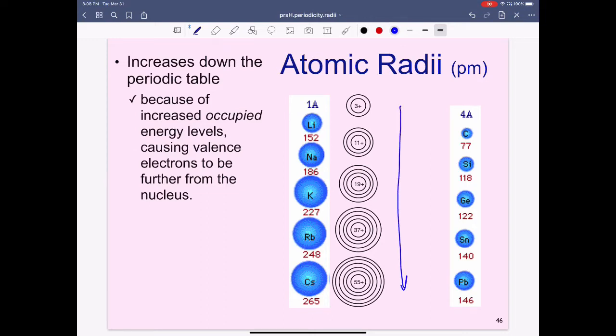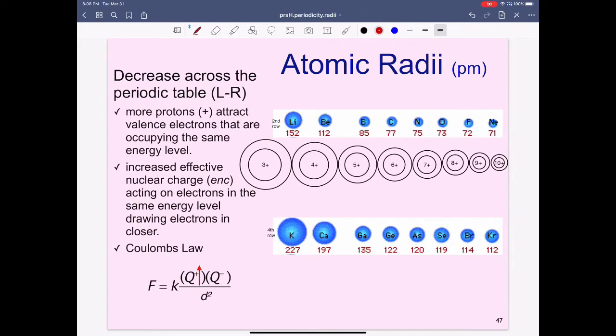You can clearly see from this diagram that as the number of energy levels increases, the atom will be larger. It's really important that we say the occupied energy levels because, in fact, every atom has all the energy levels. It's just that most of the time there aren't electrons in them. And so down the periodic table, size gets larger. I think this image will help with that. That happens for all columns in the periodic table, not just 1 and 4A.